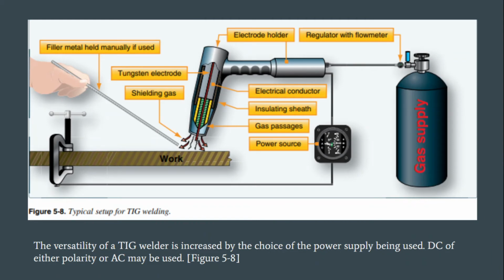The versatility of a tungsten inert gas welder is increased by the choice of the power supply being used. Direct current of either polarity or alternating current may be used, shown in Figure 5-8. Here's a short video of gas tungsten arc welding.